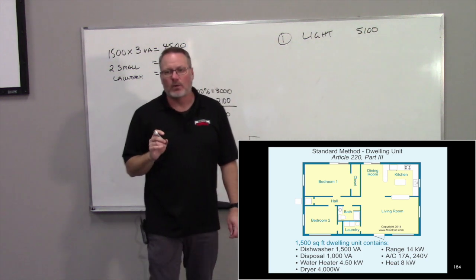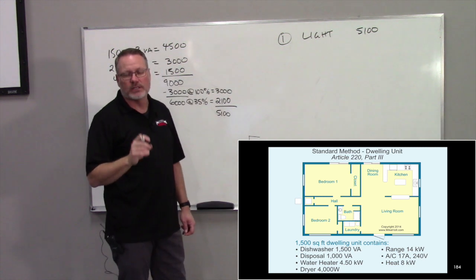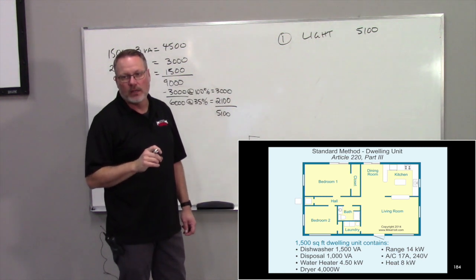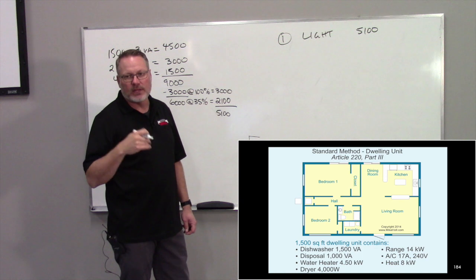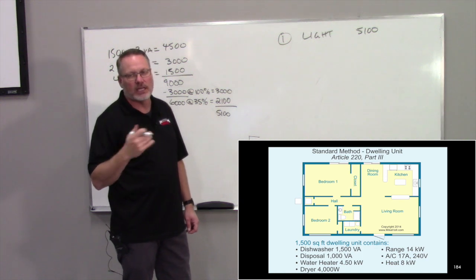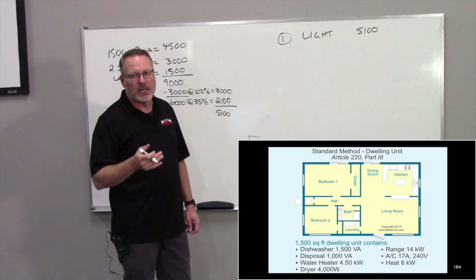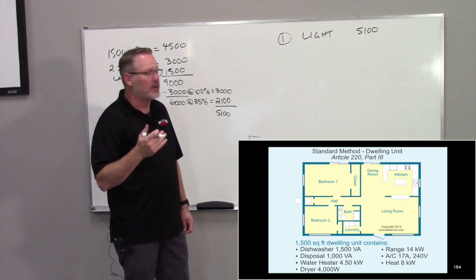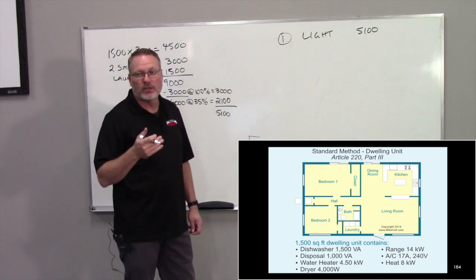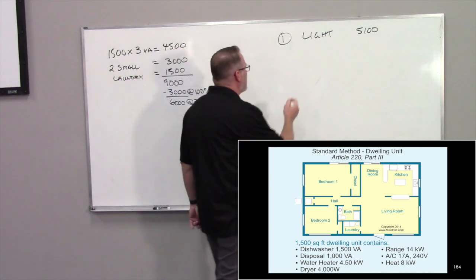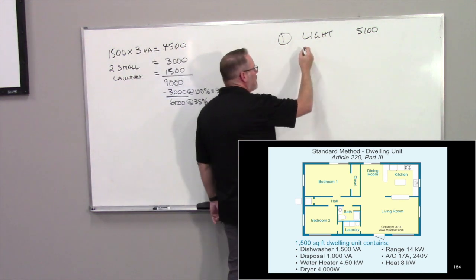Now we take a look at the equipment that we have. We've got a dishwasher, a disposal, a water heater, and a dryer. So other than dryers and air conditioning and heating equipment and cooking equipment, how many appliances do I have? I've got 3 of them: a dishwasher, a disposal, and a water heater. So 3 of them are going to be done at 100%.